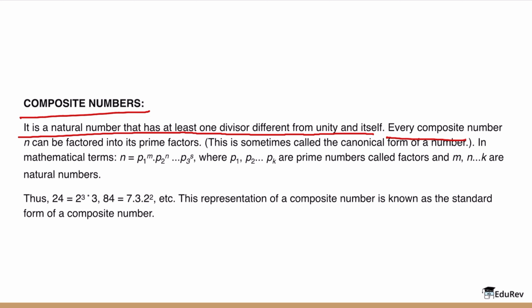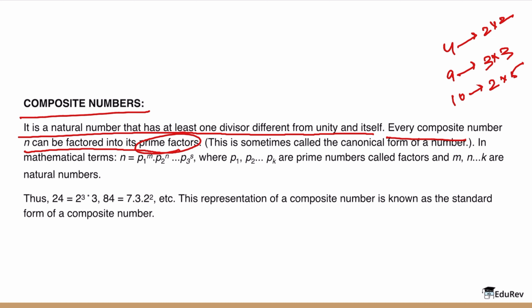Now every composite number n can be factored into its prime factors. That is true. If I take 4, 4 can be written as 2 into 2. If I take 9, 9 can be written as 3 into 3. If I take 10, 10 can be written as 2 into 5. So what they want to say is that every composite number can be factored into its prime factors, not prime numbers.